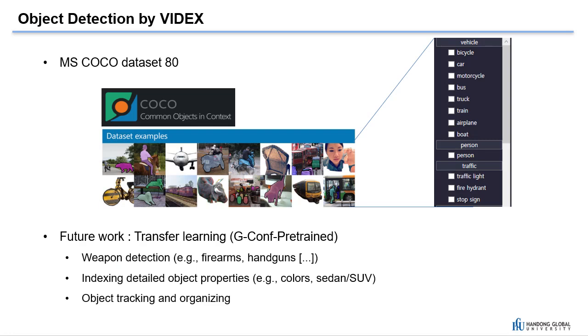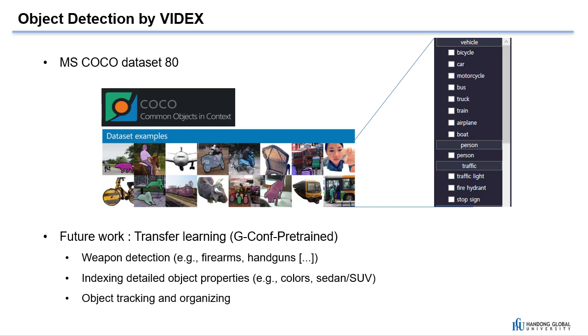Before the demonstration, I will briefly explain the object detection and outlier detection by the VIDEX program. VIDEX identifies objects through the MS COCO dataset of 80 common categories. The user can manage the list of objects through the checkbox in the user interface.